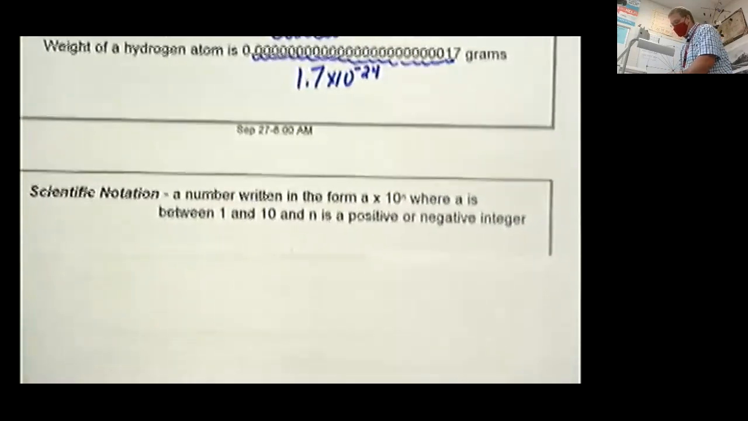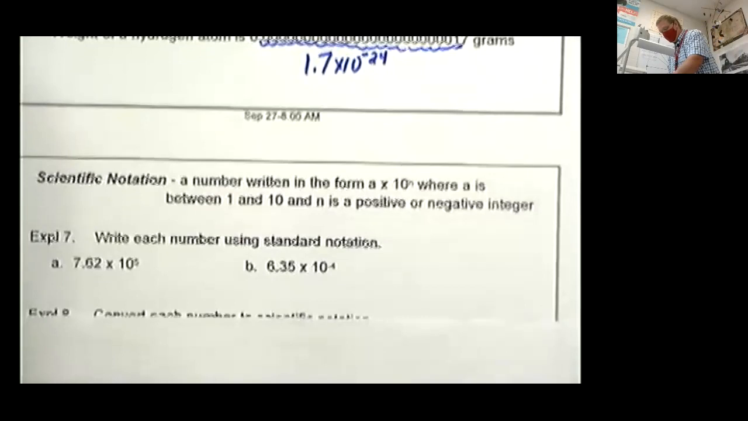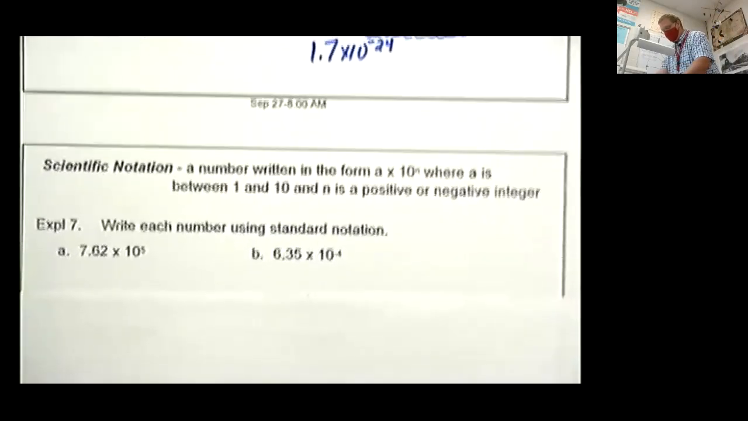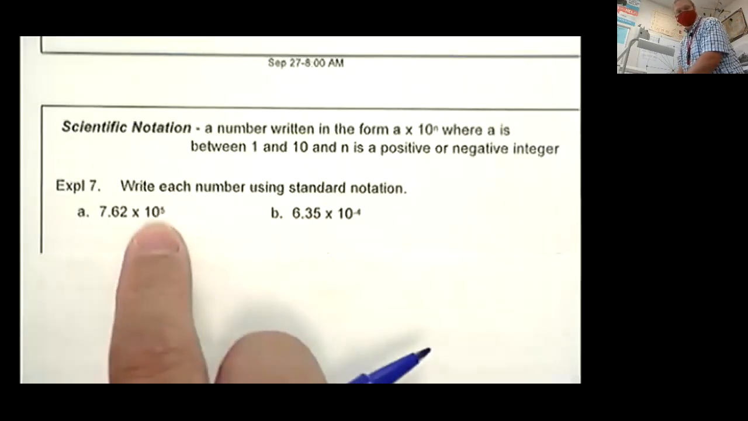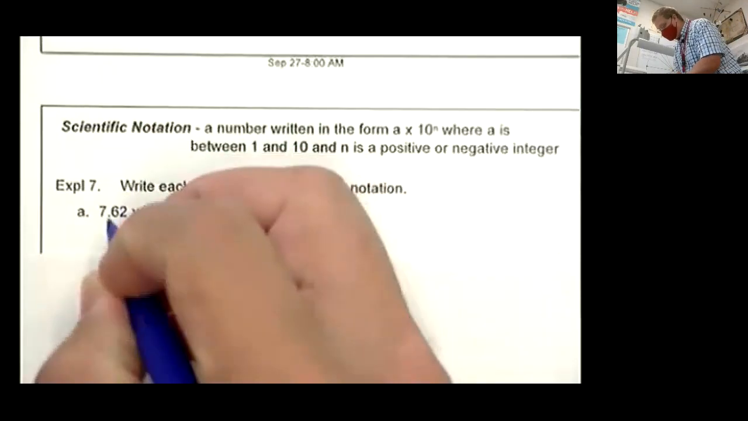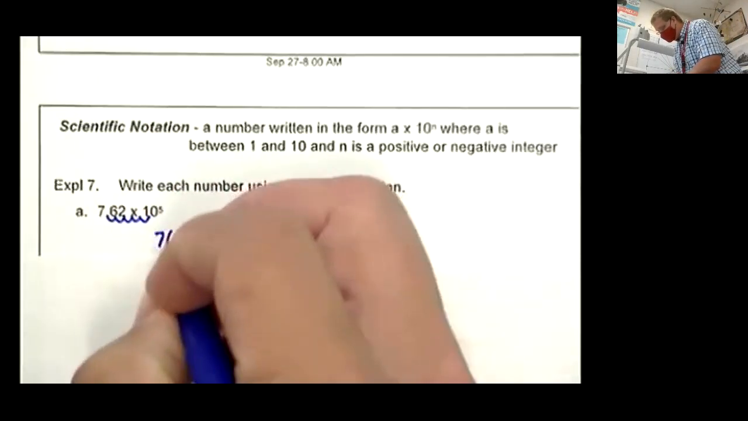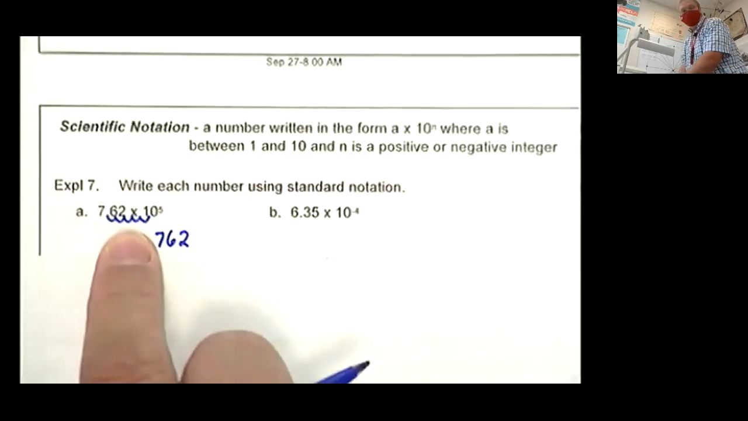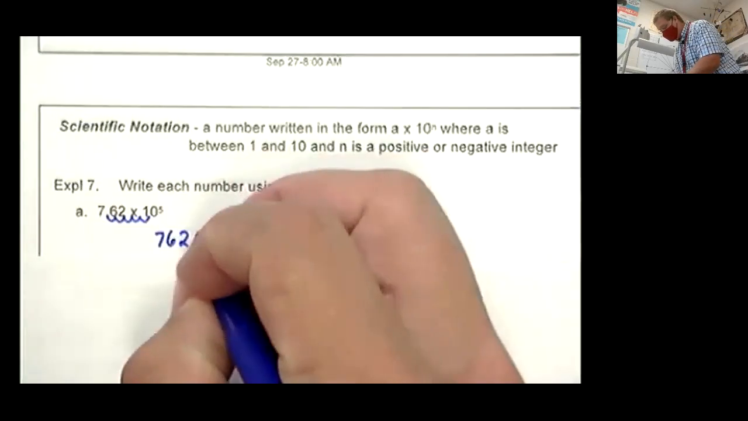Scientific notation then is a number written in the form a times 10 to the nth, where a is between 1 and 10, and n is a positive or negative integer. Now let's go the other direction: write each number in standard notation. This is a big number. It's a positive exponent, so that makes it a big number. That means we're going to the right. So 1, 2, 3, 4, 5. So we have a 7, 6, 2. We're going to fill in missing spaces with zeros, and that would be 3 zeros.